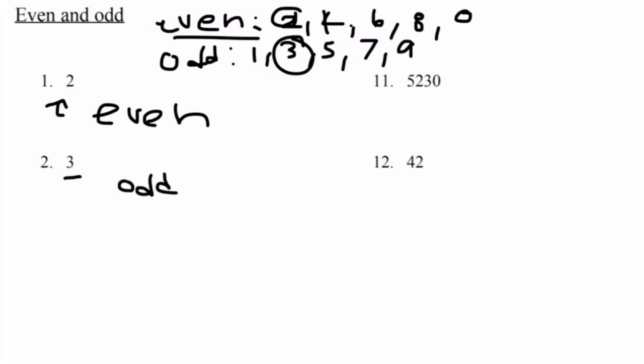Number 11, 5,230. We look at the ending number, and our ending number is 0. 0 is even. Therefore, 5,230 is even as well. Last but not least, we have number 12. It gives us the number 42, and it ends with the number 2. 2 is an even number. Therefore, 42 as a whole is also an even number.